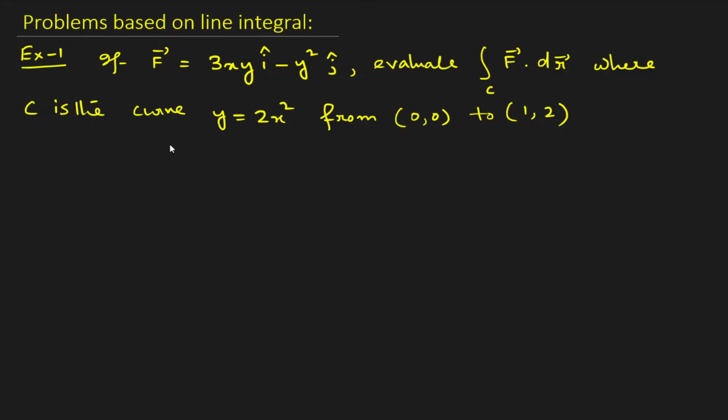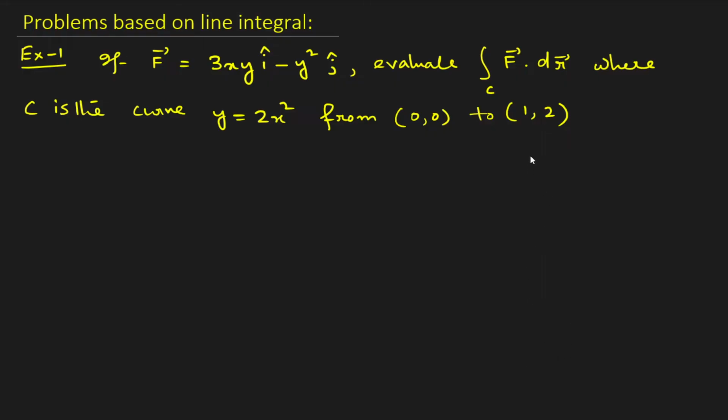Now see, F bar is given. F bar is 3xy i cap minus y square j cap. So this is F bar. We have to evaluate, means we have to find the line integral, integration over C of F bar dot dr bar. Now the curve is important here. C is y equals 2x square. From which point to which point? From (0, 0) to (1, 2).